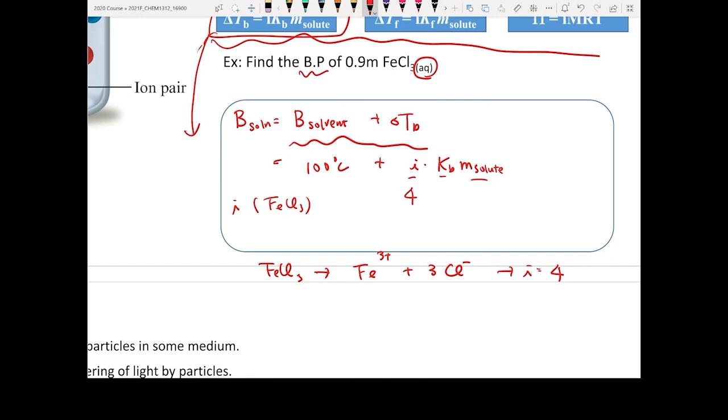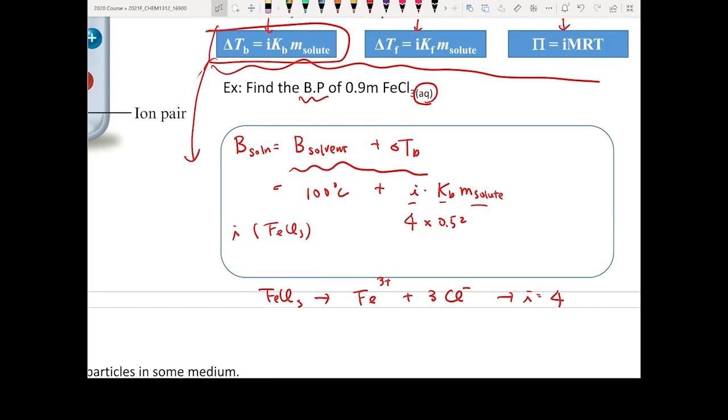How about your Kb? Whose Kb should you be looking for? Water, right? If you go to your textbook, you'll find that Kb equals 0.52. When you do your homework, it will be provided. Then you need to calculate the concentration of your solute. What's the concentration of your solute? 0.9, right? Then you will find the final answer is 101.872 degrees C.